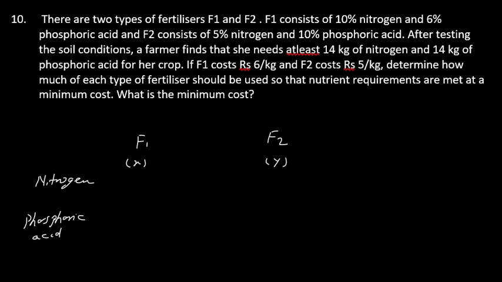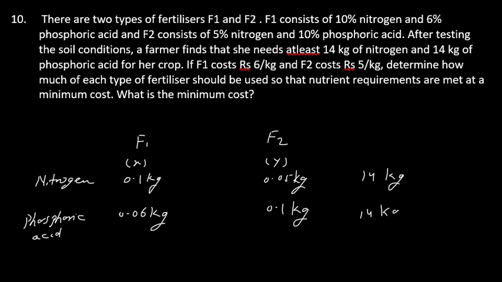So nitrogen for F1 is 10%. 10% nitrogen means out of 1 kg, 0.1 kg is nitrogen. And here phosphoric acid is 0.06 kg. For F2 we have 5% nitrogen, so that is 0.05 kg, and 10% phosphoric acid means 0.1 kg. Total nitrogen which I require is 14 kg. So 14 kg is my requirement for both the types. So this is total.